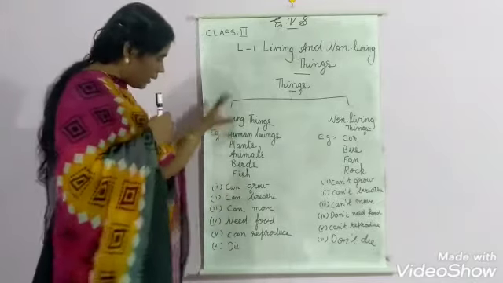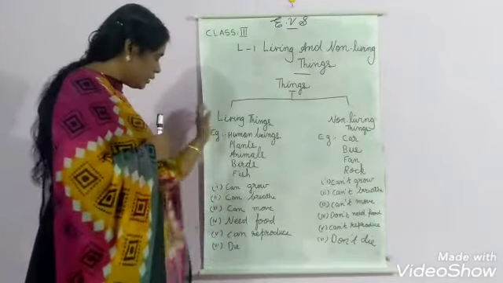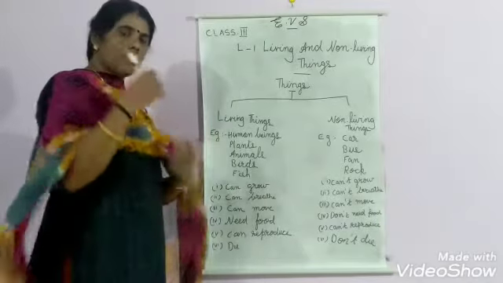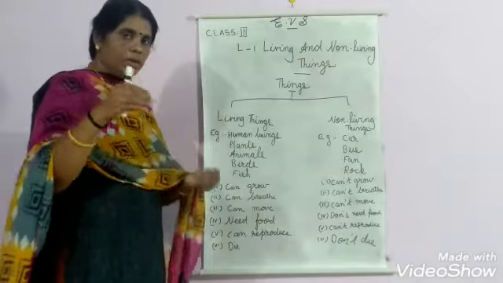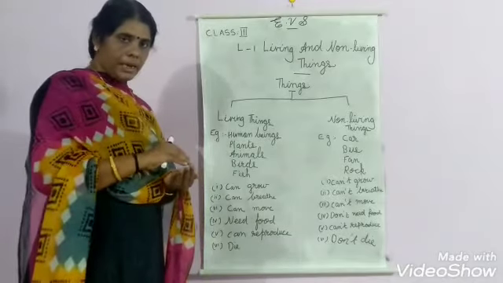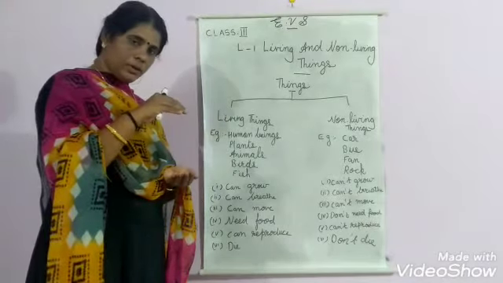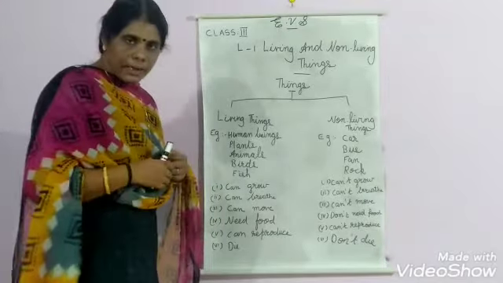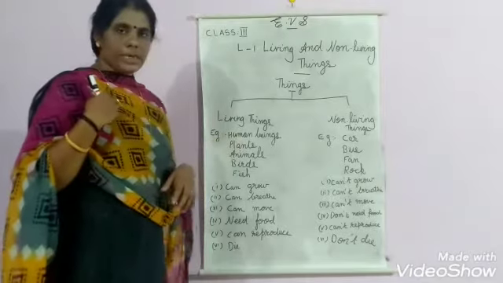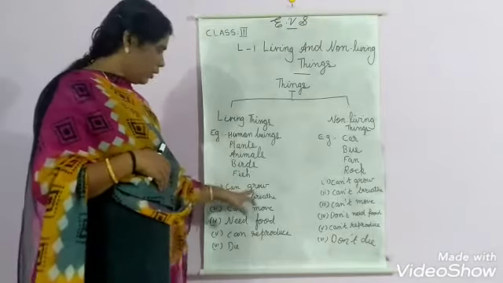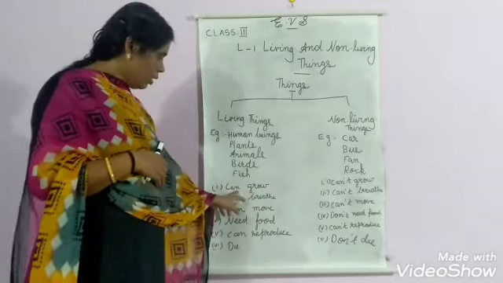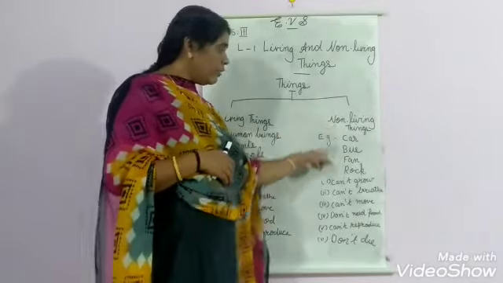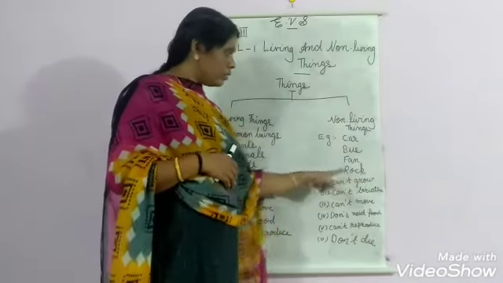So, what are the characteristics of living things? Living things can grow. Have you seen the growth of plants? Once the baby plant is there, it will grow a little taller and later it will become a tree. Like that, human beings, we are also growing. So, living things can grow. But non-living things can't grow.